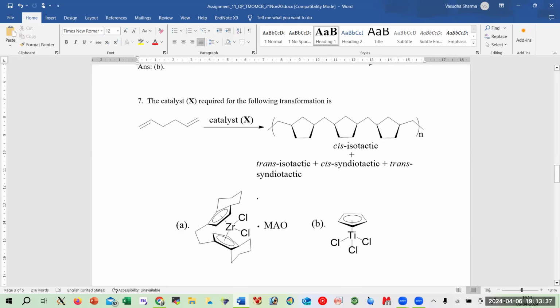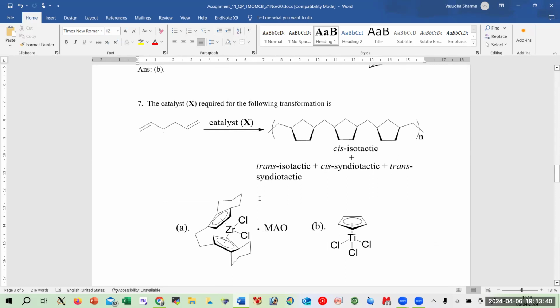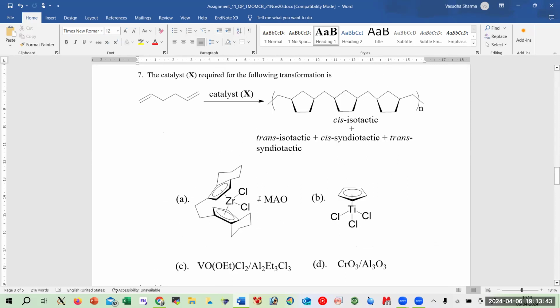So the catalyst that is going to give you this kind of transformation. You know that VOCl3 is used for your co-polymerization to give you EPDM, that polymer, and so on and so forth. This particular moiety, because it is forming isotactic, which is trans isotactic, cis syndiotactic and trans syndiotactic. So this particular combination is possible with your A.